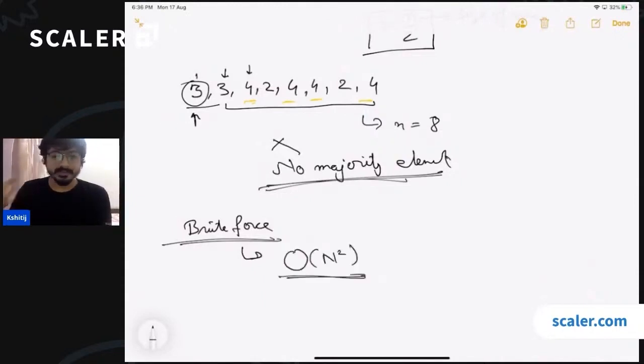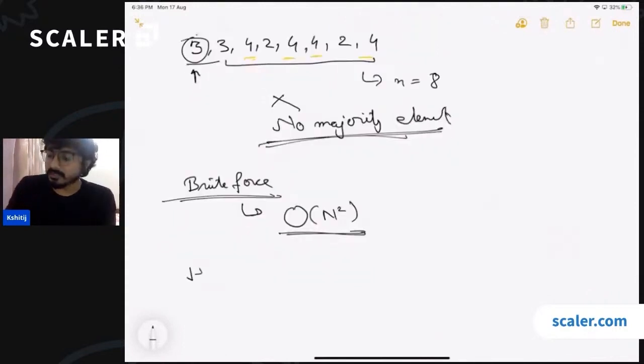We discussed a more optimized approach also, which involved a hash map. If you use a hash map, what will be the time complexity?